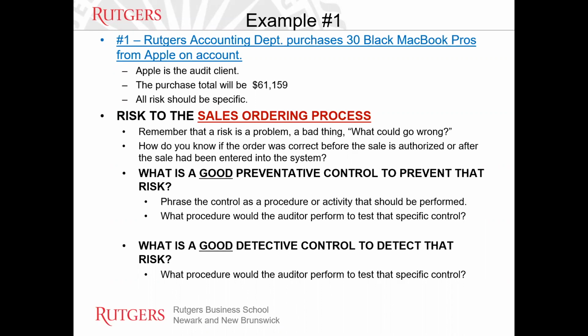If you're asked to give a control, who's doing the control? Who actually does them? Management, employees, company personnel. If you're asked to give a test of control or a substantive test, who does that? The auditor. So you always want to phrase it as the auditor does these things. Because if an employee does it, it's not a test of control, it's a control. Right? Because auditors don't perform controls, they test them.